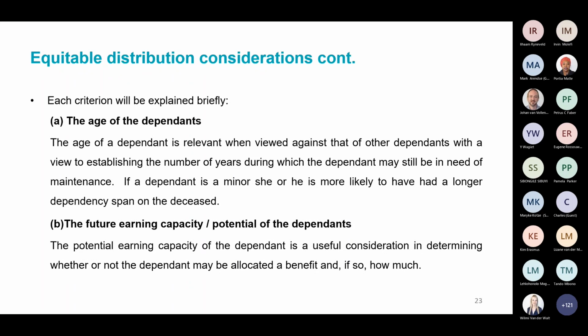So the age of the dependents. Of course, the age of the dependent is relevant when viewed against that of other dependents with a view to establishing the number of years during which the dependent may still be in need of maintenance. So if you have a dependent who is, for example, 2 years old, they won't have the same needs as an 18-year-old, of course, because the dependent will have a longer dependency span on the deceased.